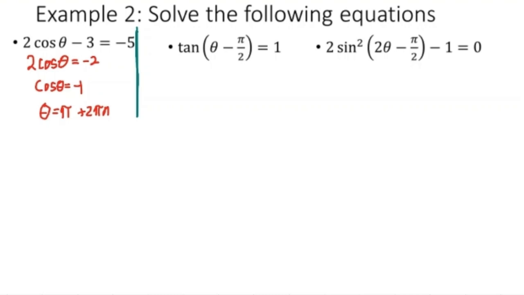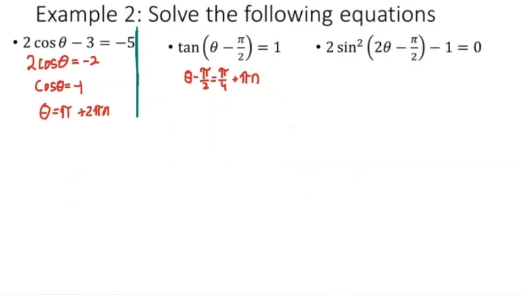If we look at the unit circle, we do see 2 values. However, thanks to the periodic property of tangent, specifically that it has a period of pi, we actually only need one solution, because our 2 solutions from the unit circle, which would be pi over 4 and 5 pi over 4, differ by pi, 1 period of tangent. So we only need a single family for tangent, and we have that theta minus pi over 2 equals pi over 4 plus pi n.